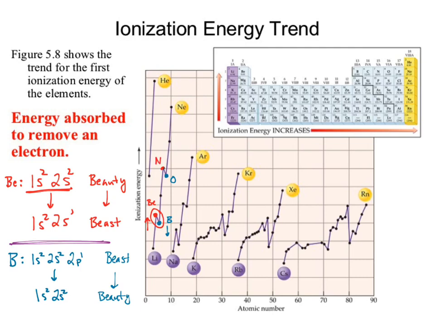Why would nitrogen's energy be slightly higher than oxygen's? Well, it's the same theory. Nitrogen started beautiful. If I ionize it, it turns beastly. Doesn't like that. That transition is a much harder transition to evaluate because that transition is happening in the middle of the p block. It's not a different orbital type. So why might that be the case? Why is that happening there?